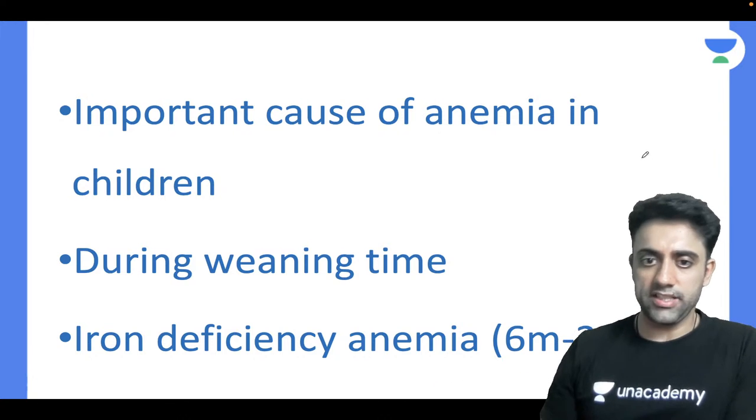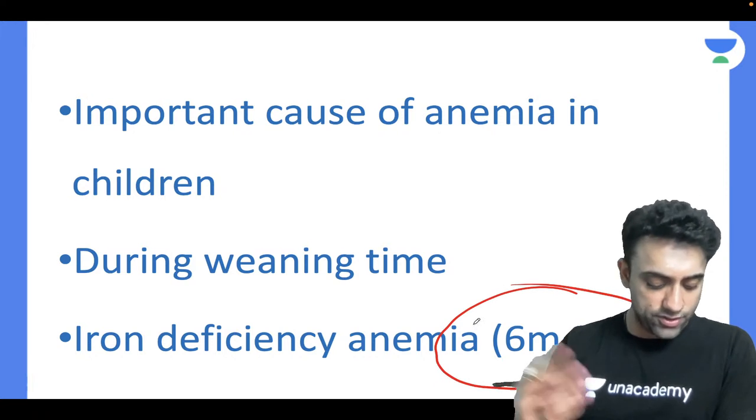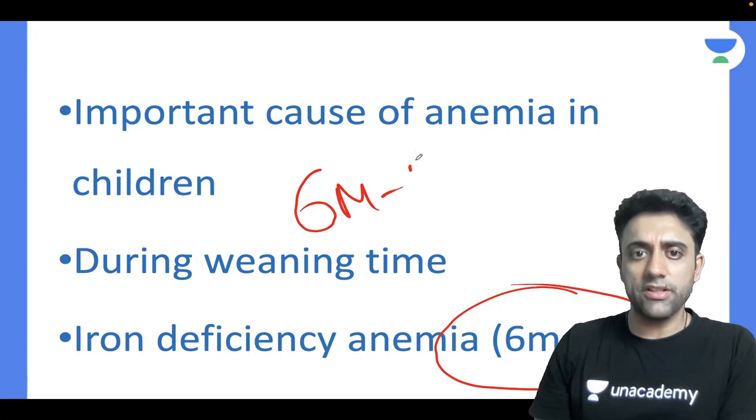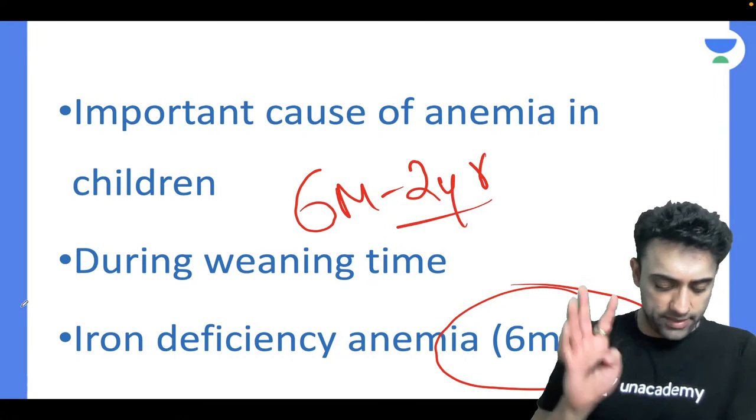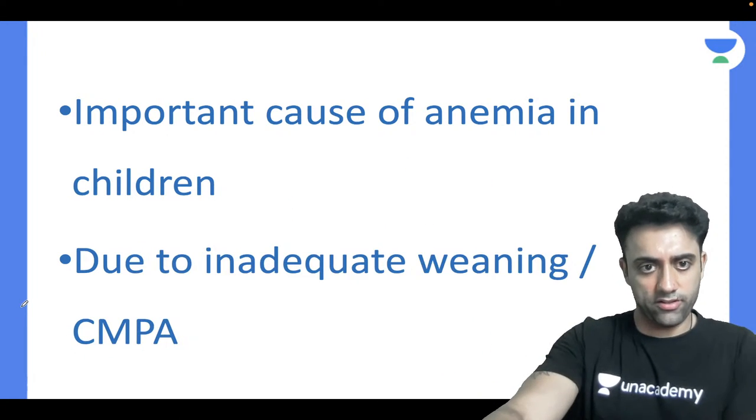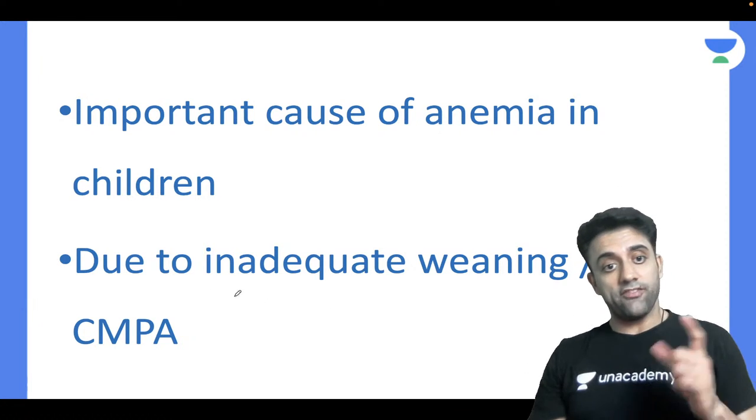Okay? And 6 months to 2 years. Again, PG question, which is the most common age group for iron deficiency anemia? 6 months to 2 years. 6 months to 2 years is the most common age group for iron deficiency anemia. Good. Next, exactly. Very good, very good.